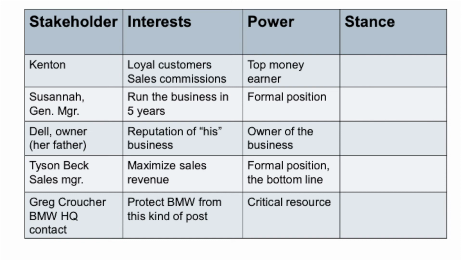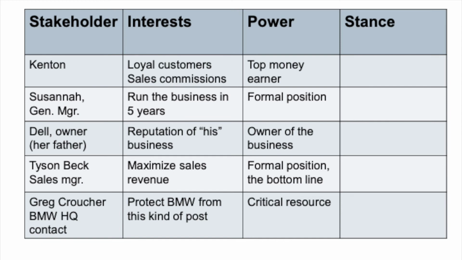Kenton has power as a top salesperson. Losing him would be a big loss. The person with obvious formal power, her father, as the owner and founder and as her boss, wants her to fire him. Tyson Beck does not want her to fire him. He does not want to lose Kenton. And Tyson has a lot of power to affect the company bottom line. He's their manager for sales for the Mercedes line.